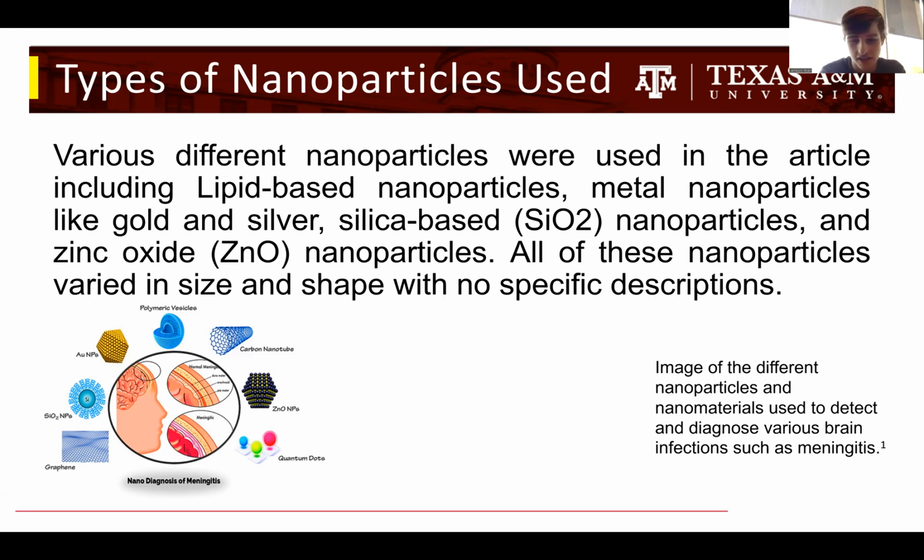The image on the left here is of the different nanoparticles and nanomaterials used to detect and diagnose various brain infections such as meningitis. The gold nanoparticles were almost cubic, and the zinc nanoparticles as well. And then they also used vesicles that were spherical shaped, and then a carbon nanotube.